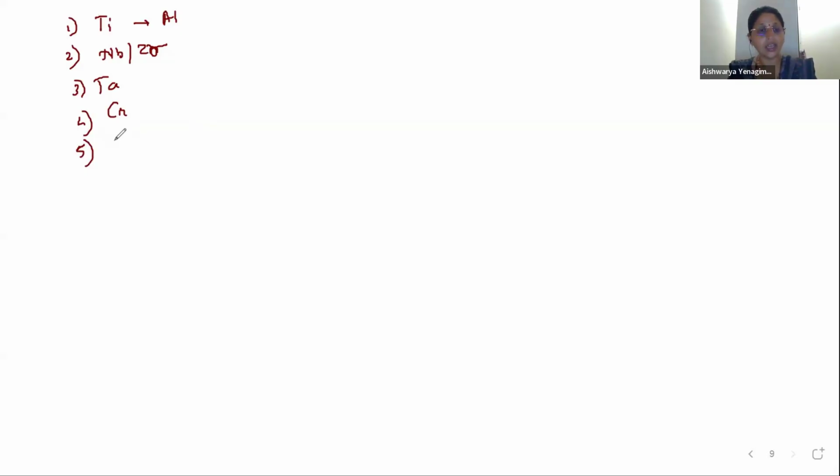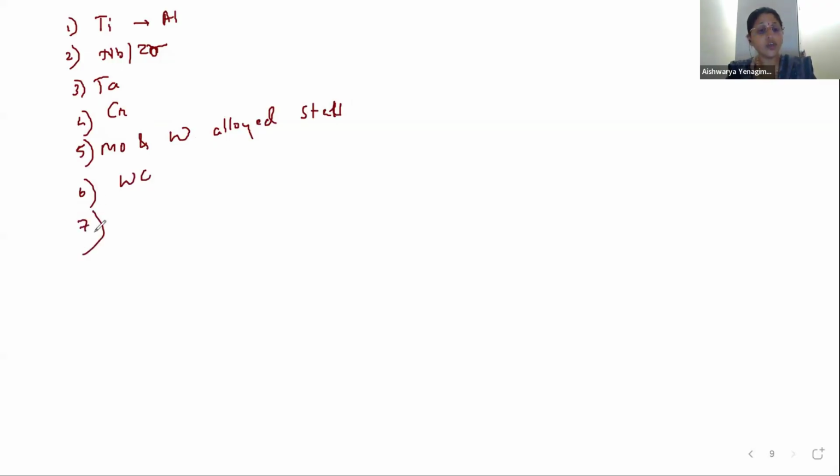Then molybdenum and tungsten are used alloyed with steel. Molybdenum and tungsten alloyed with steel give a very hard alloy, which is used for cutting different steels. Tungsten carbide, WC, is extremely hard. It is used for drilling instruments.